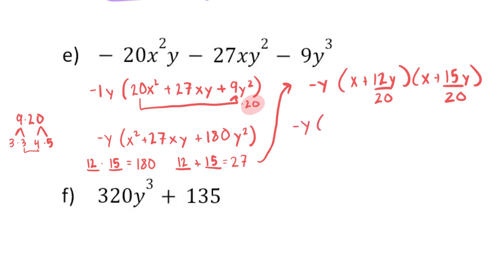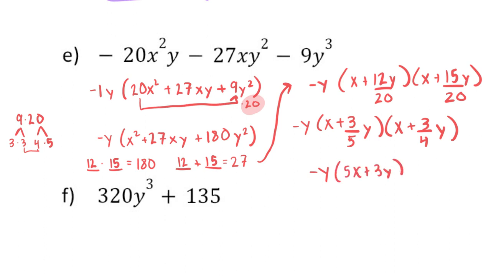We reduce each of the fractions. So 12/20ths reduces by 4. So 12 divided by 4 is 3. 20 divided by 4 is 5. And my second fraction reduces by 5. So that would give me 3/4 y. And then the last thing is bring our denominators up. So we've got negative y, 5x plus 3y, 4x plus 3y.